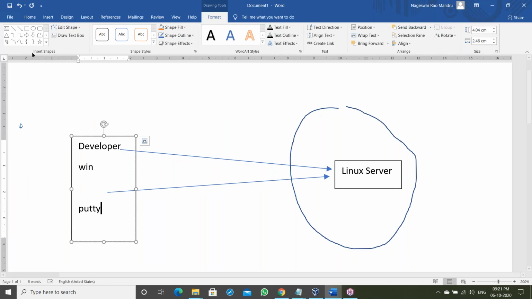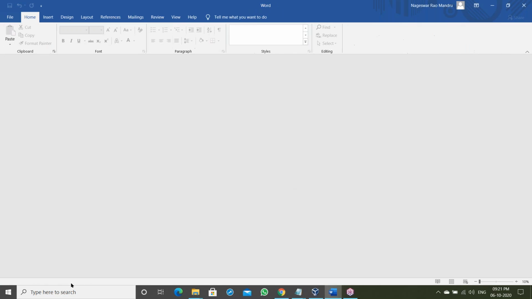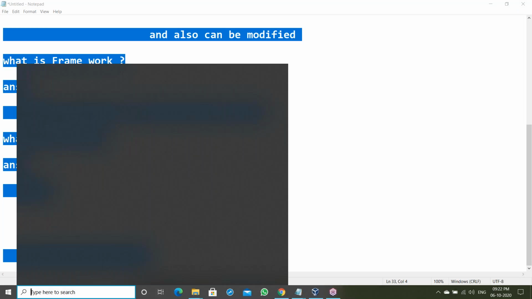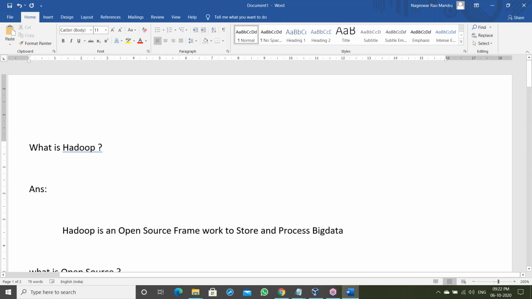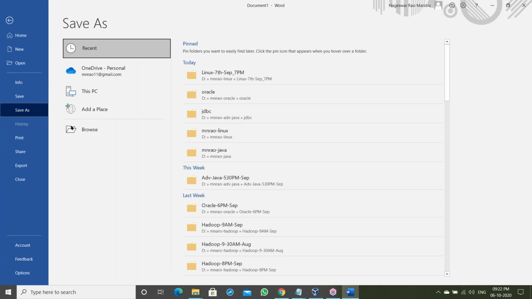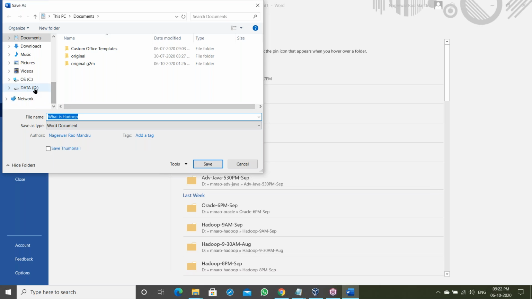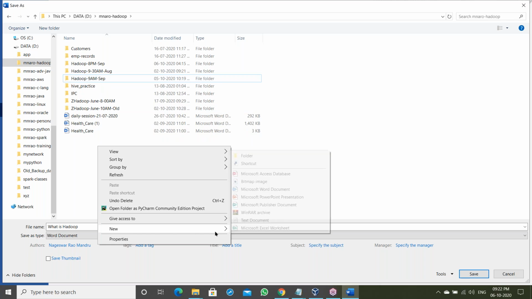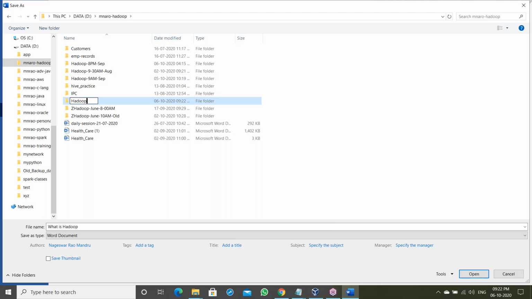I'll share with you what I discuss as Word documents. I'll save it into a Word document. Let me take a blank document. This document I'll be sharing with you. Save, more options, save as, browse, D drive, Hadoop. Let me create a separate folder for our batch, a new folder.